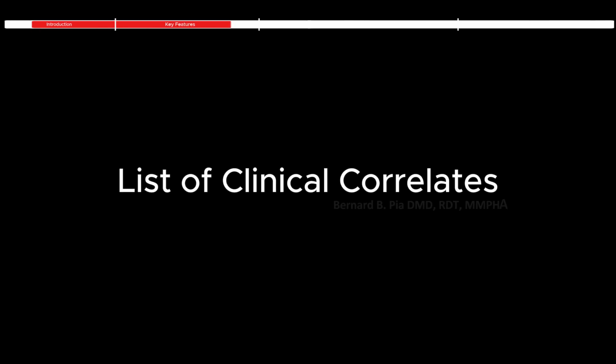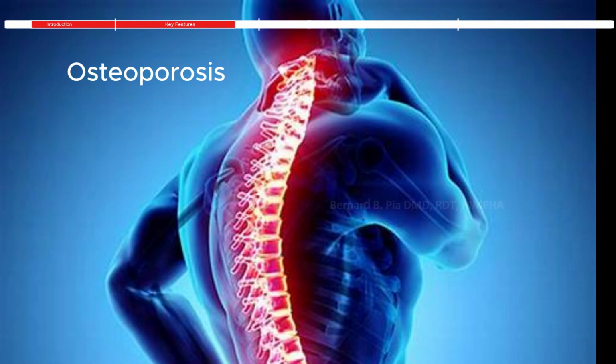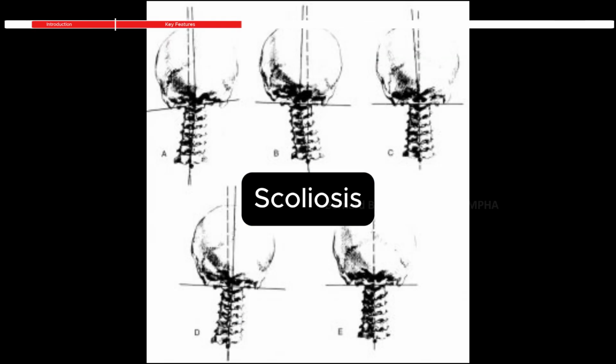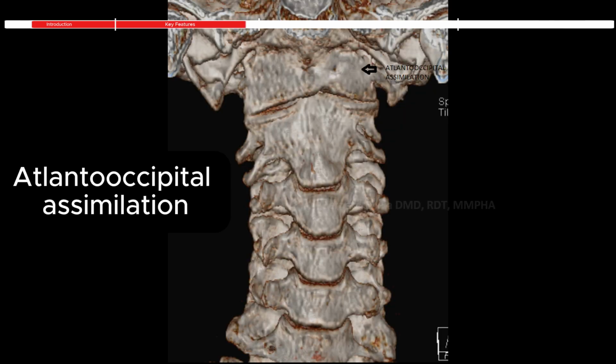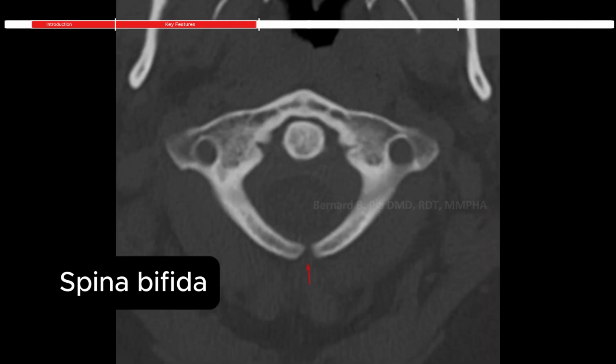List of clinical correlates. Fracture, osteoporosis, spinal stenosis, scoliosis, atlanto-occipital assimilation, dislocation of atlanto-occipital joints, dislocation of atlantoaxial joints, spina bifida.